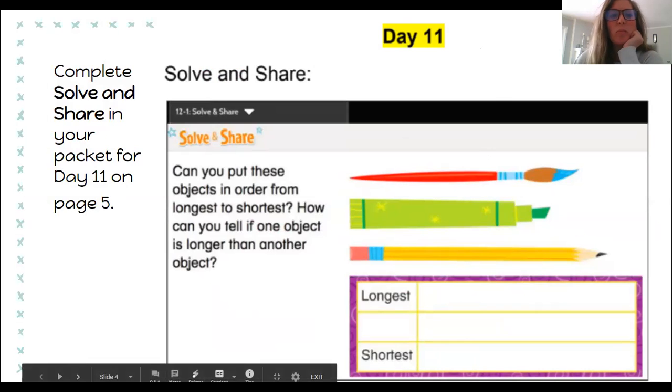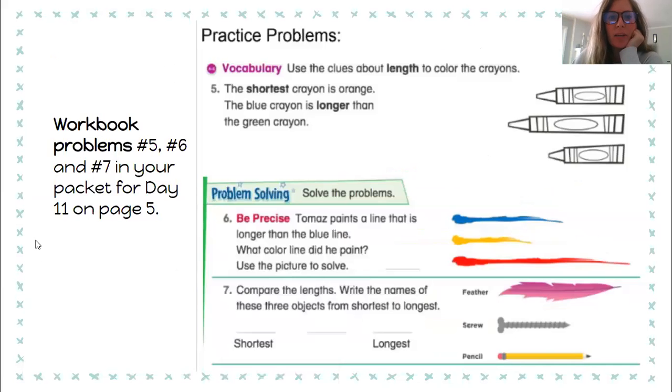All right, so moving on. Your practice problems, you are only doing 5, 6, and 7. And again, that is on page 5. Number 5 says, use the clues about length to color the crayons. The shortest crayon is orange. The blue crayon is longer than the green crayon. See if you can figure that out by these clues.